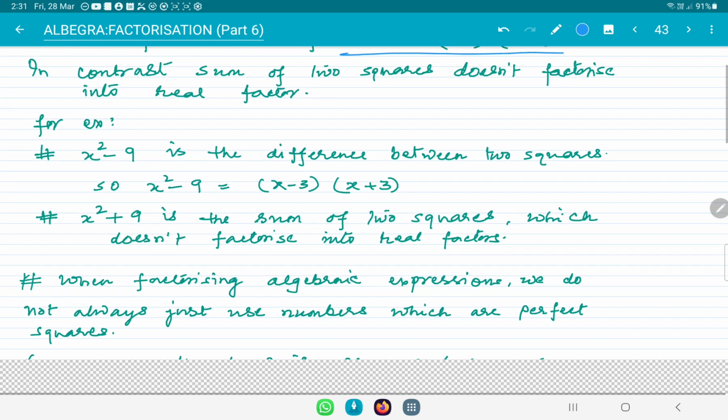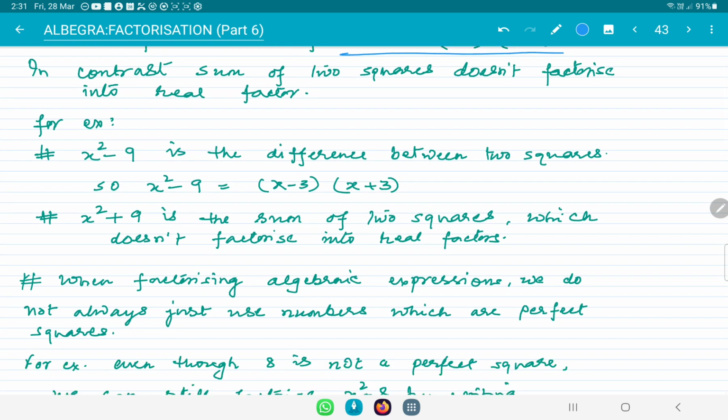See here, if we are taking x square minus 9, x square minus 9 can be factorized in terms of x minus 3 into x plus 3. But instead of x square minus 9, if we take x square plus 9, that is the sum of two squares. What are those? It is x and 3. So it doesn't factorize into real factors.